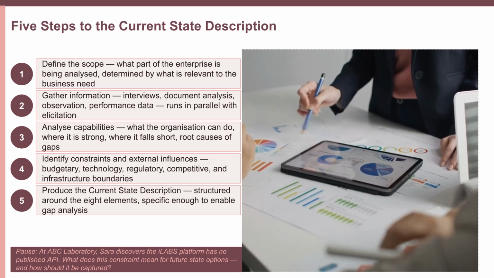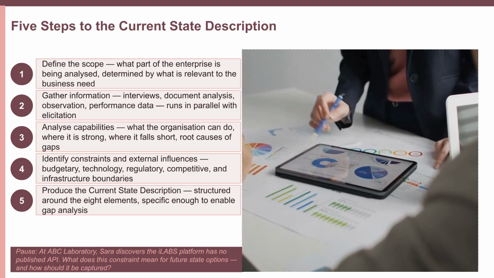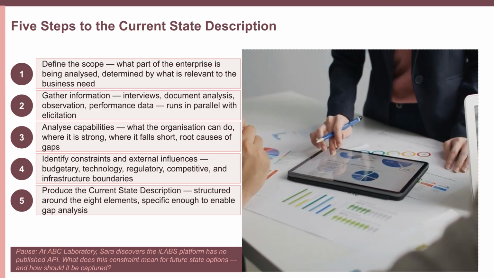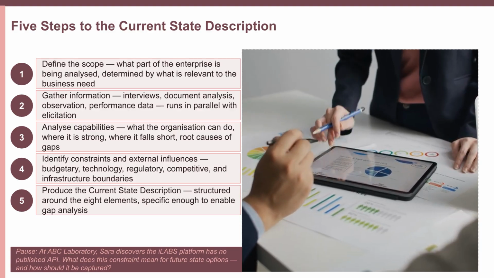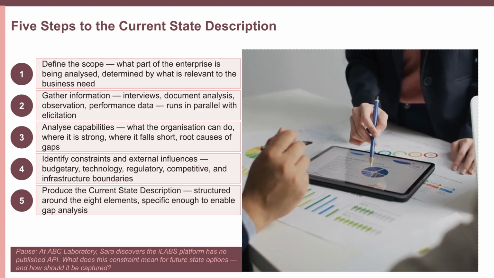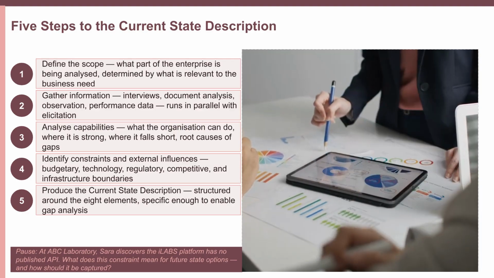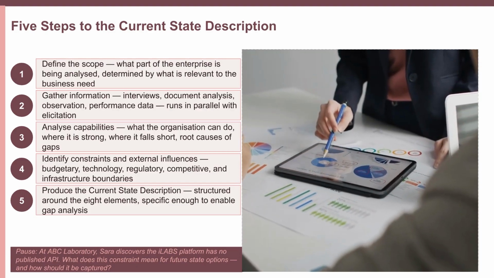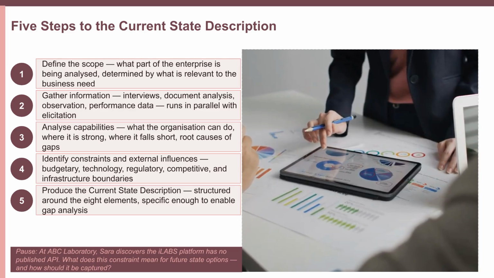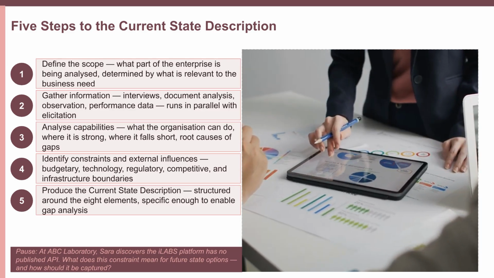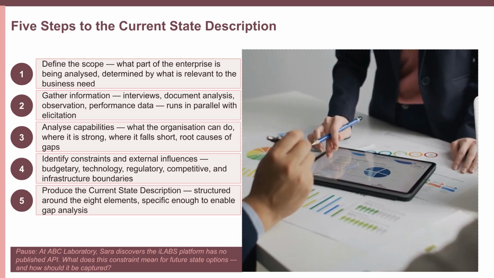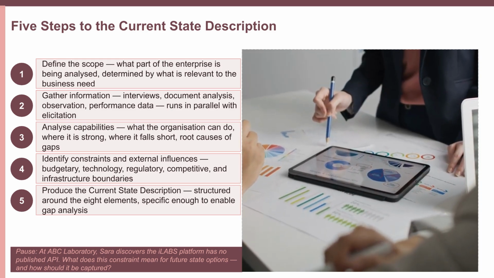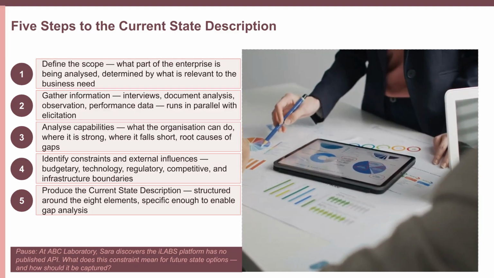Step 3. Analyze capabilities. A capability is a function, process, service, or proficiency. The business analyst assesses what the organization can do, where it is strong, where it falls short, and the root causes driving any gaps. Step 4. Identify constraints and external influences. Budgetary, technology, regulatory, and infrastructure boundaries are captured along with external forces. Competitor moves, market shifts, new regulations. Step 5. Produce the current state description. Structured around the 8 elements, specific enough to enable gap analysis but focused on what is relevant to the change.